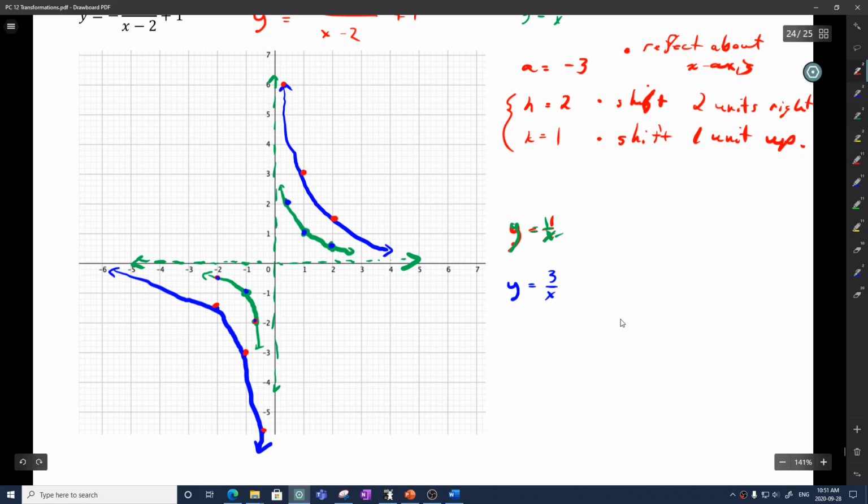Now I'm going to go with my next function, and that would be to reflect about the x-axis. So I'm going to press pause, and I would like you to do that right now.